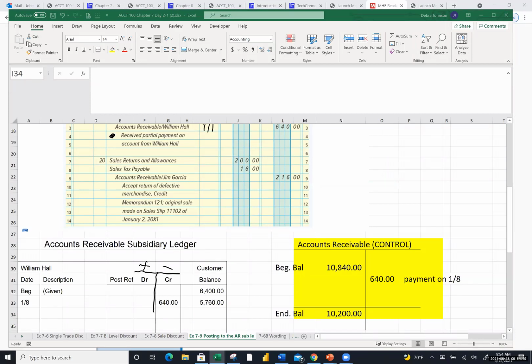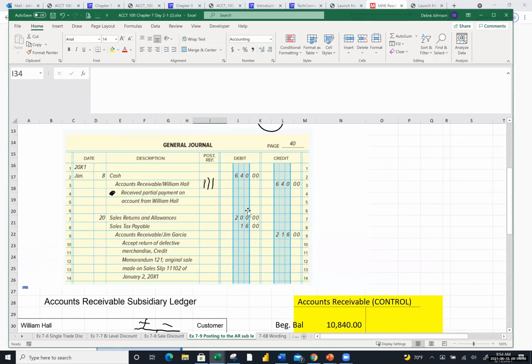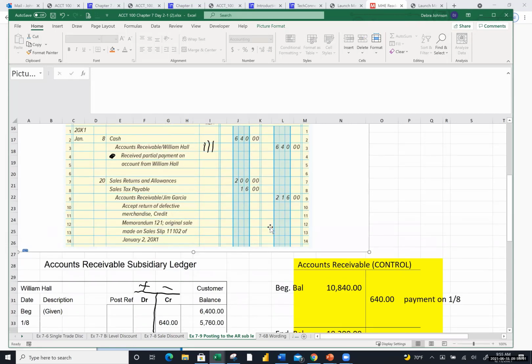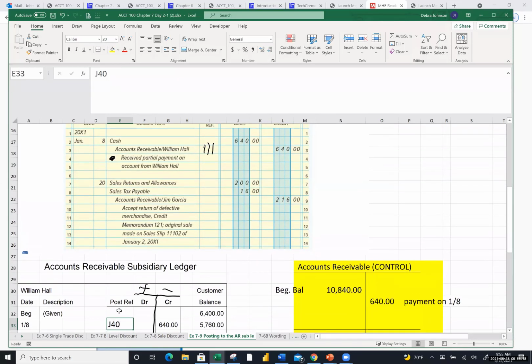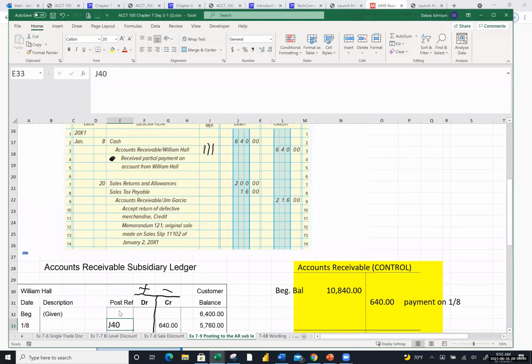And I need to do one more thing. I need to cross-reference this posting. So let me go see what page of the journal this was. Hopefully they tell us. This was the journal, page 40. So I'm going to come down here, and for my post reference, I'm going to put J40. Ooh, that's hard to see. Let me make that bigger. J40. And then up here, the way that I'm going to show that we've updated his account, I'm going to put a slash mark and a check.